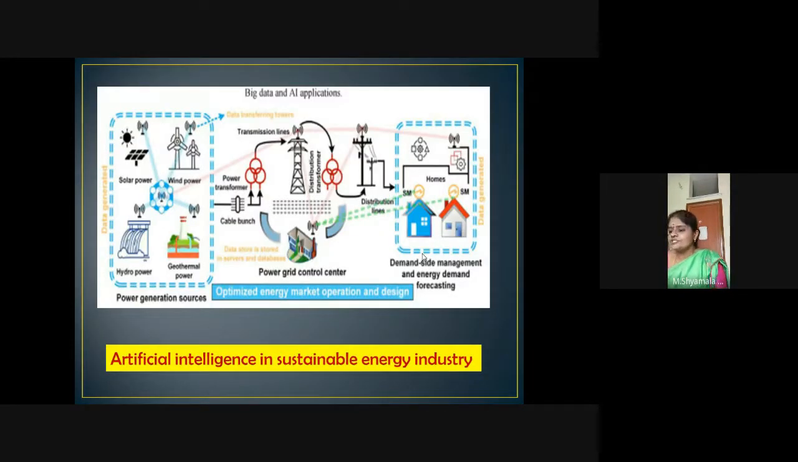This is artificial intelligence in the energy industry. So there are power generation sources, transmission and distribution.